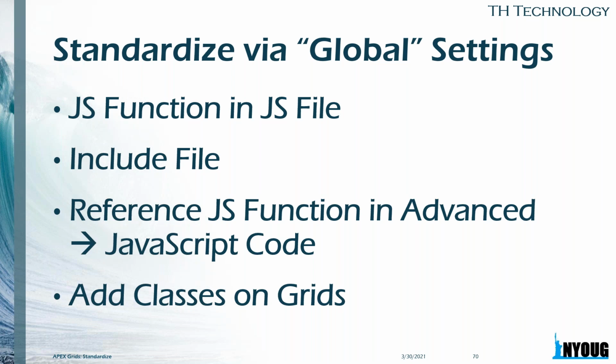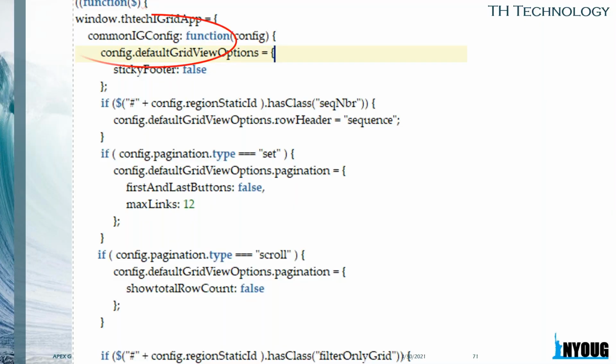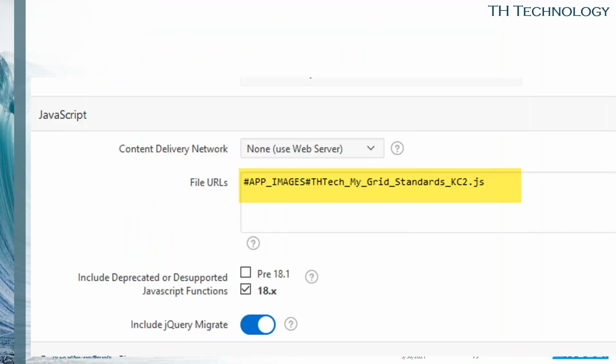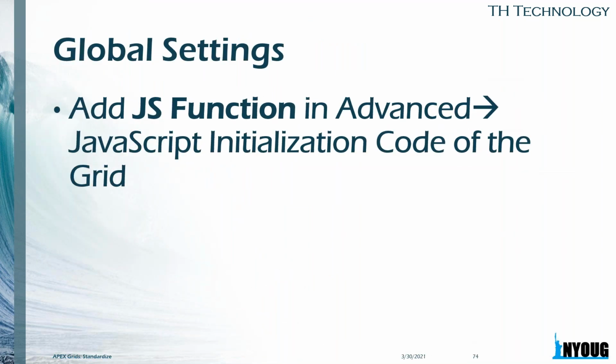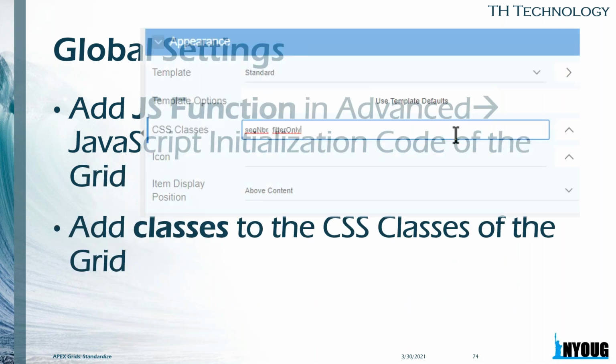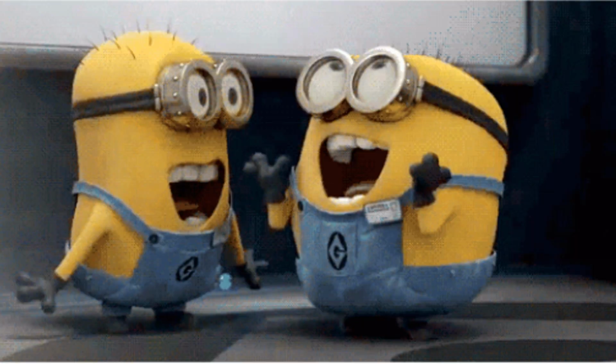So then we minify that file, include it, and then just add your classes on the grids. Really sweet. And this is what I showed you before, that common grid config. There's your sequence number, there's your filter only grid. Include it in the JavaScript files. Same stuff that I showed you before, and then add your classes. And then we want happy minions.